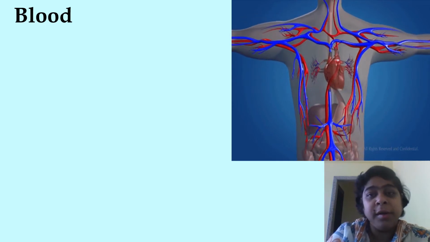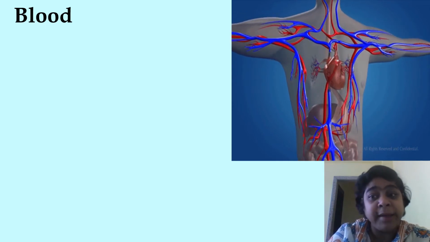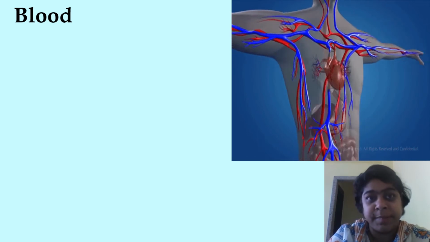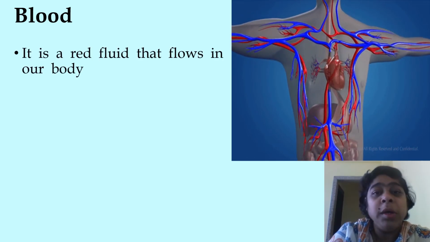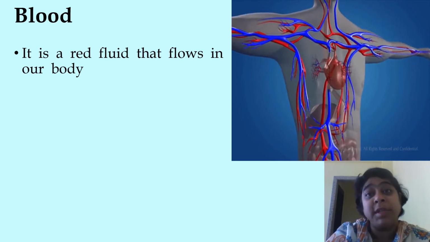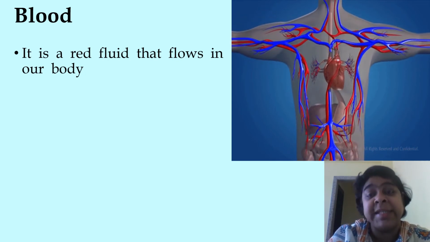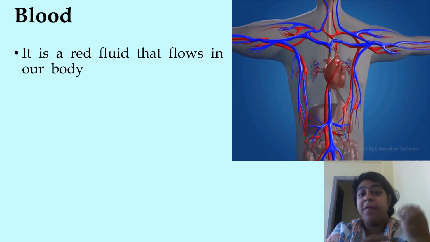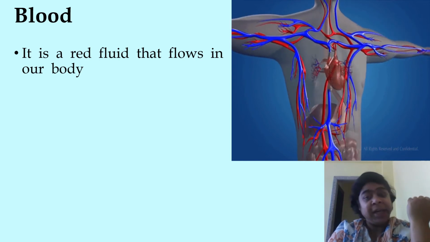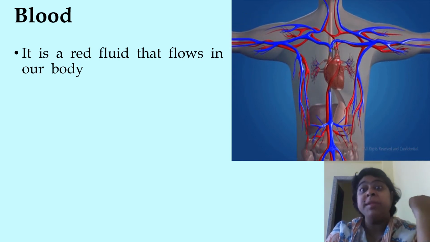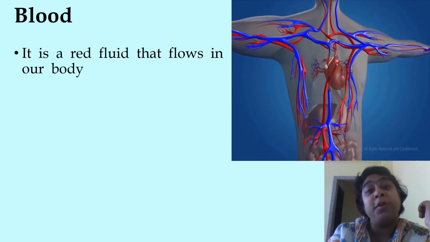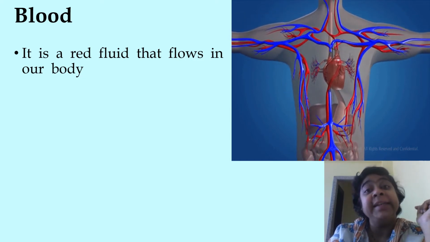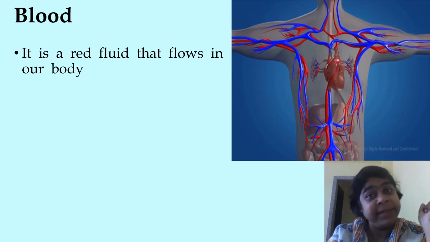Now children, we'll go to the next part in the circulatory system, and that is blood. Now we all know the red fluid that flows in our body. If you get a hurt, if you get a cut when you fall down, what comes out? A red color fluid or a red color liquid comes out of your body, and that is your blood, isn't it children?